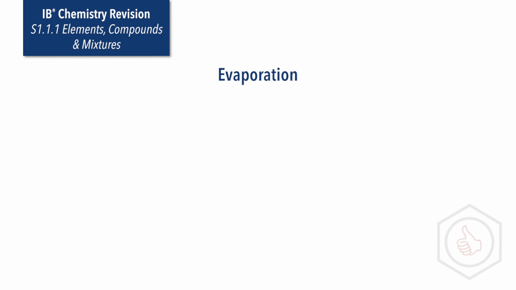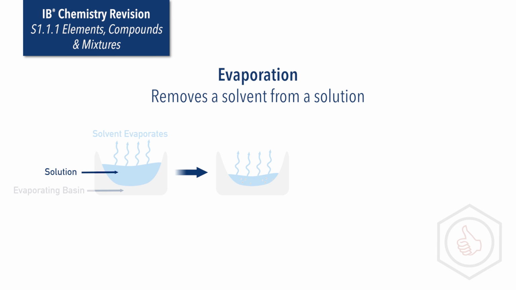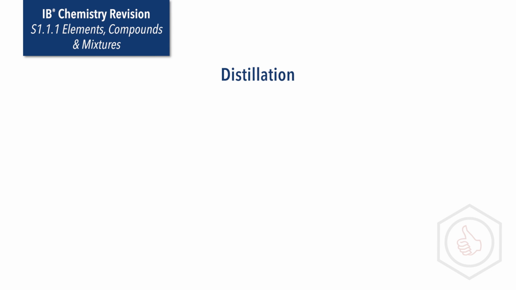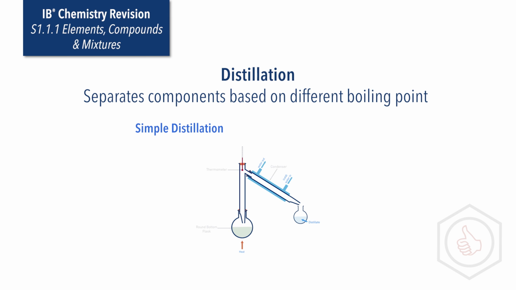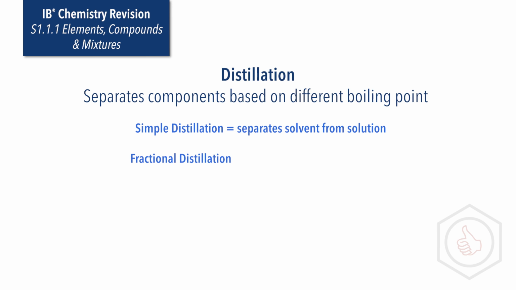Evaporation is a technique used to remove a solvent from a solution, leaving the solute behind. The solvent evaporates and the solute particles stick together and crystallize, forming a solid. Distillation separates components in a mixture based on their different boiling points. Simple distillation is used to separate a solvent from a solution, for example, collecting water from ink. Fractional distillation separates mixtures of lots of different liquids with boiling points that are close together.